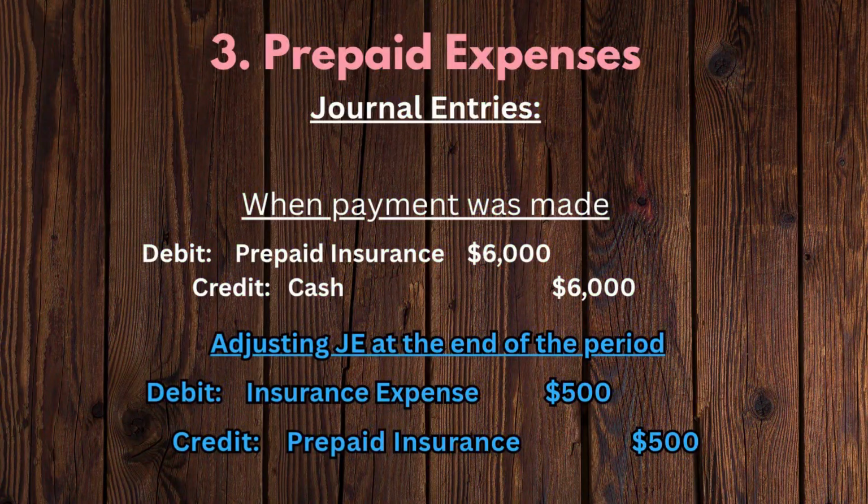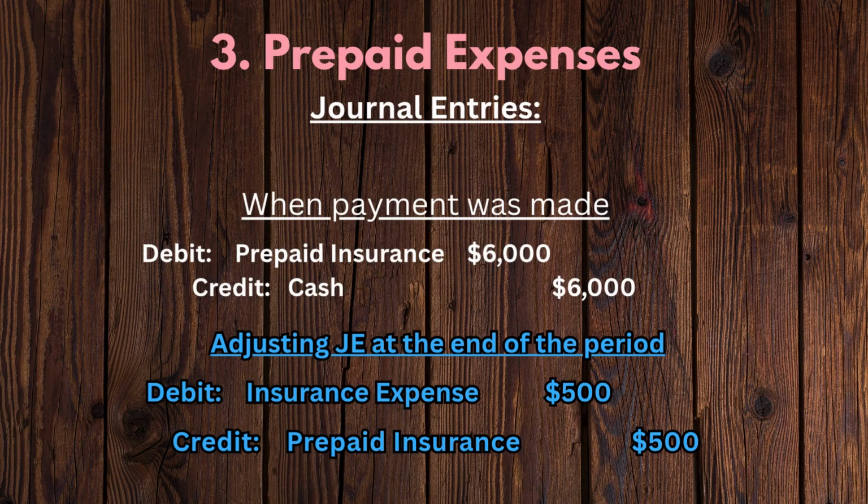This adjusting process ensures the expense appears in the correct period, matching it with the benefit it received, and prevents overstating assets or understating expenses. For example, your business pays $6,000 in January for a 12-month insurance policy. At the time of payment, the full amount is recorded as prepaid insurance, an asset. At the end of each month, 1/12 of that amount, $500, is recognized as insurance expense.